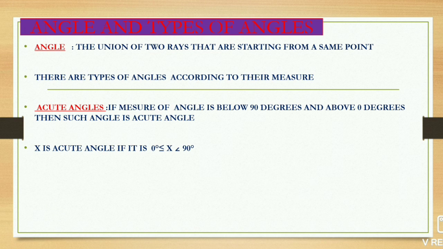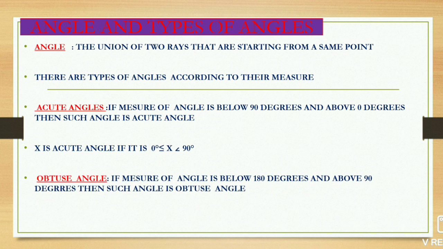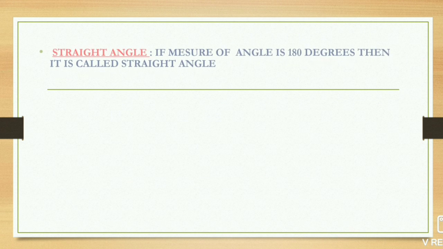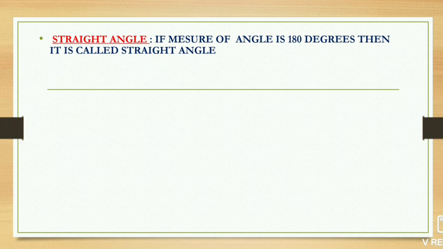x is an acute angle if 0 is less than x less than 90 degrees. Obtuse angle: if the measure of an angle is below 180 degrees and above 90 degrees, then such an angle is an obtuse angle. For example, 100 degrees, 120, 130, 150, 170 like that. x is an obtuse angle if 90 degrees is less than x less than 180 degrees. Now straight angle: if the measure of an angle is 180 degrees, then it is called a straight angle.